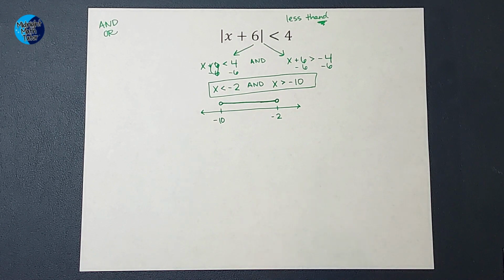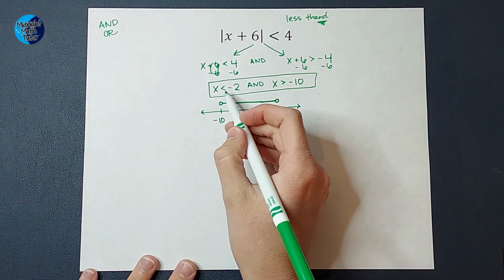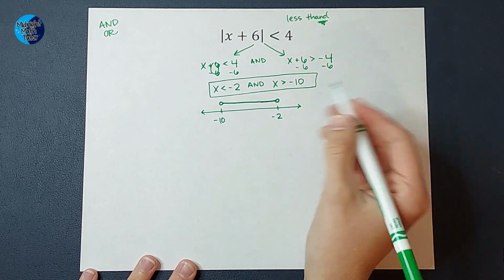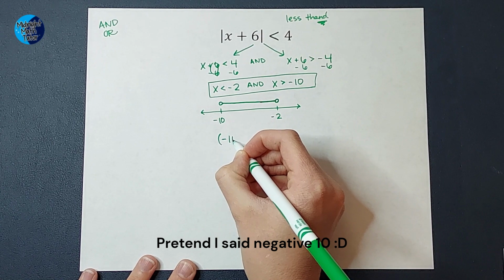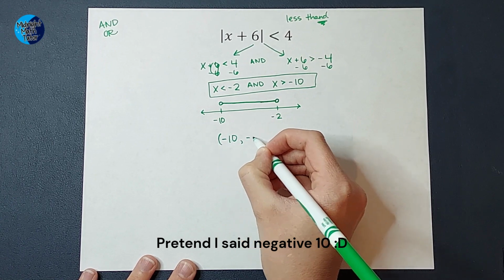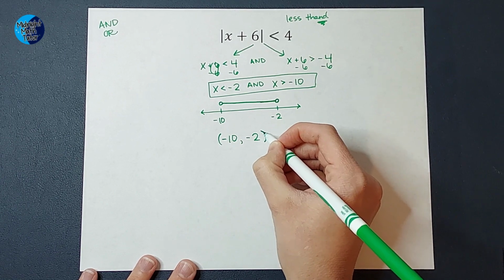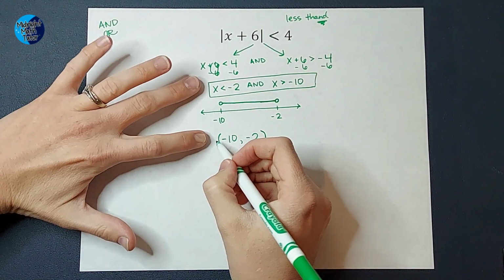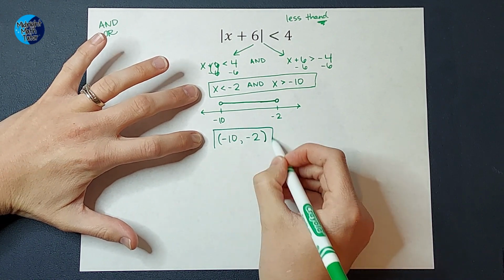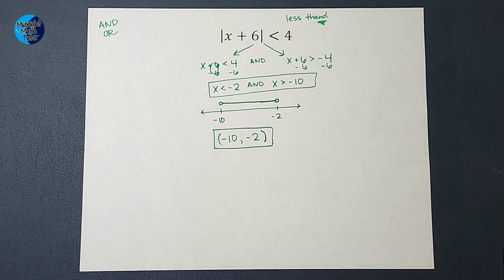If you wanted to write this in interval notation, we're going to use parentheses since it's not equal to, right? So we can say you can pick any number between -10 and -2, but we use the parentheses meaning you can't actually use -10 and -2, right? So these 2 answers are the same thing, just written 2 different ways depending on what your teacher wants, okay?